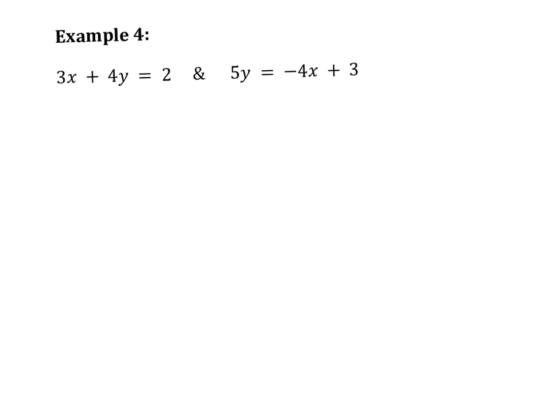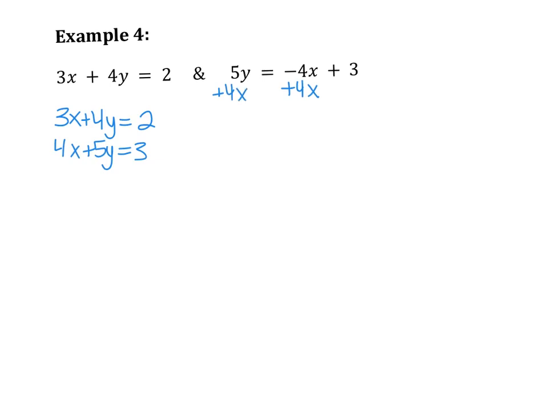So, as always, I'm going to start by rewriting my equations above one another, lining up my variables. So I have 3x plus 4y equals 2, and 4x plus 5y equals 3. I needed to move the 4x to the other side in order to line up my variables.